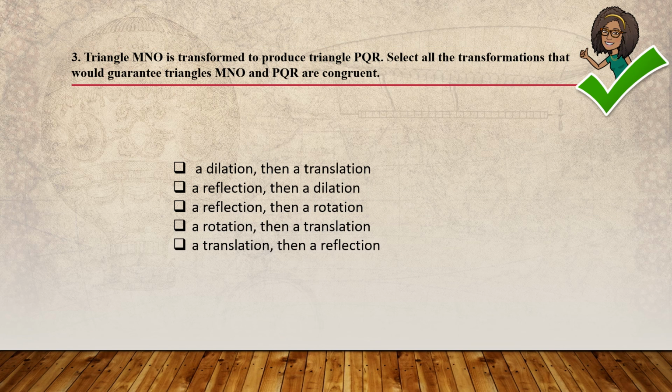Okay, so we're down to the last one. Triangle MNO is transformed to produce triangle PQR. Select all the transformations that would guarantee triangles MNO and PQR are congruent. So remember, congruent transformations are rigid transformations, and rigid transformations produce only congruent figures. So I can easily identify that anything that has a dilation is not going to be a rigid transformation. So that leaves us with the last 3. I don't even have to look at them. As long as they don't have the word dilation in it, we're good to go.